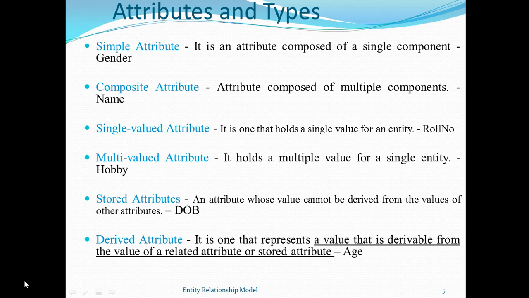Now some attributes can also be used to provide the values of other attributes. For example, derived attributes. These are attributes which can be derived from the stored attributes. For example, age. If the date of birth is known for any person, we can calculate the age. So age is a derived attribute from the stored attribute, DOB.